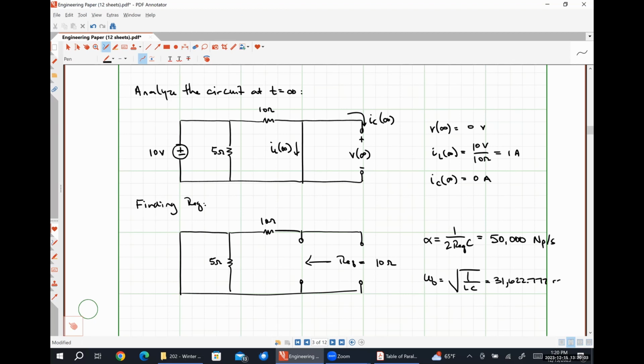31,622.777 radians per second. I'm going to store these in my calculator and you'll see why in a moment. So I'm going to store that first one as A and the second one as B. And I'm going to make a note of that out here.